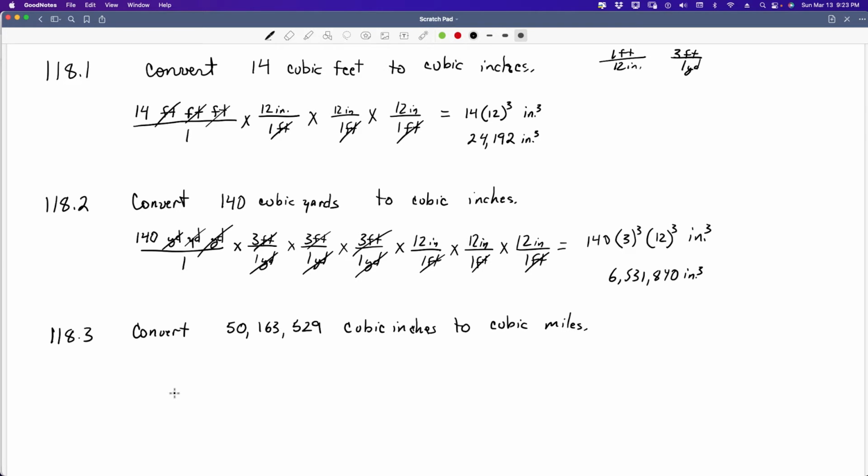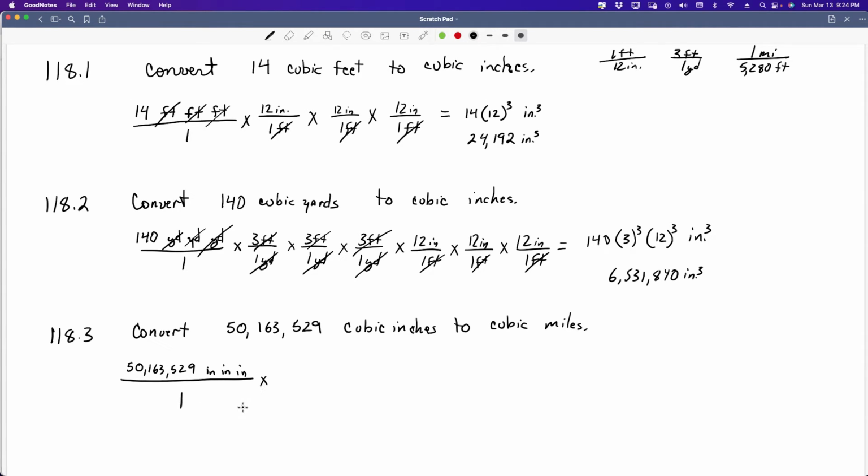So one final one. This time we're going to be converting cubic inches to cubic miles. So what we need to do now is know how many feet are in a mile. And we know that 1 mile is the same as 5,280 feet. Okay? So let's start with cubic inches. So we write 6,531,840, and we write inches once, inches twice, inches 3 times. We put that all over 1.